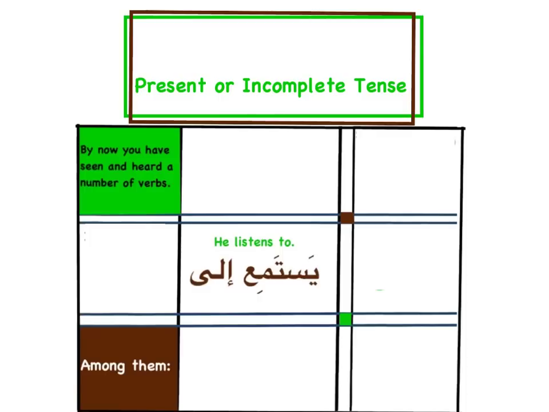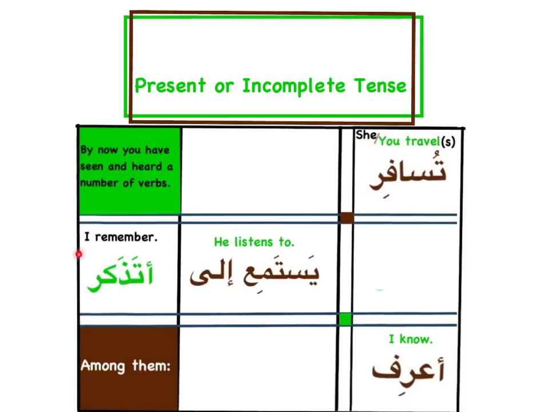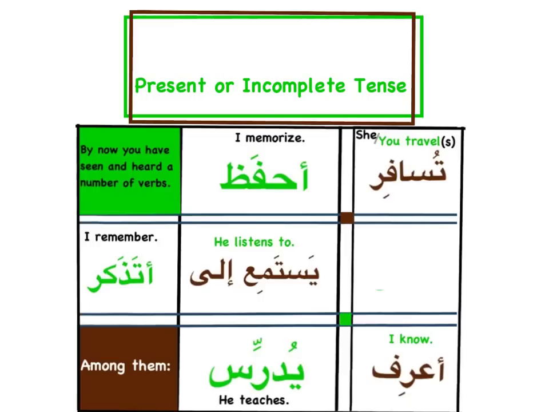Among them, يستمع إلى, he listens to. أعرف, I know. تسافر, she travels, you travel. أتذكر, I remember, as in أتذكر كل دروسي في اللغة العربية, right? أحفظ, I memorize, as in أحفظ كل الأفعال في اللغة العربية. يدرس, he teaches, as in أستاذي يدرس اللغة العربية كل يوم. تعمل could be she works or you work, as in هي تعمل واجباتها كل يوم.